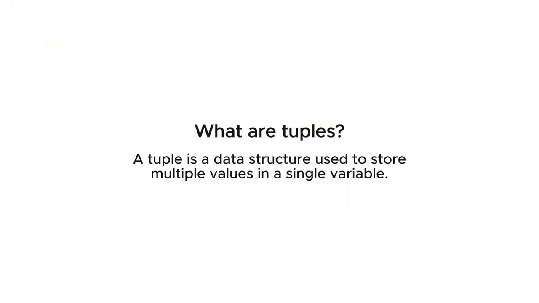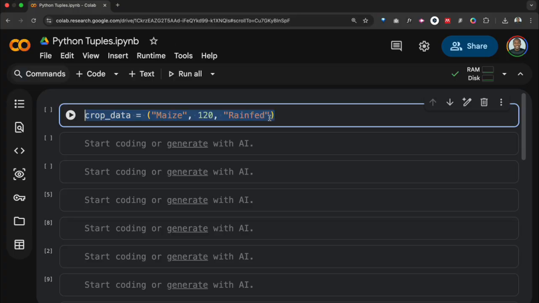A tuple is a data structure used to store multiple values in a single variable. Just think of it like storing farm data together. It works the same way as a list, but a bit different, and we're going to see as we move on. So look at this example of crop data where you have maize, the grain of the maize, and the type of irrigation. In this case, it is rain-fed. So we can see what the data contains.